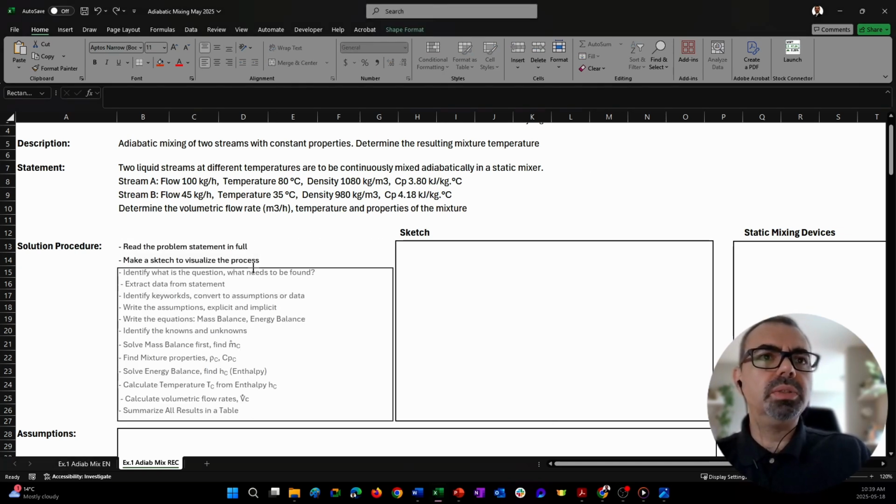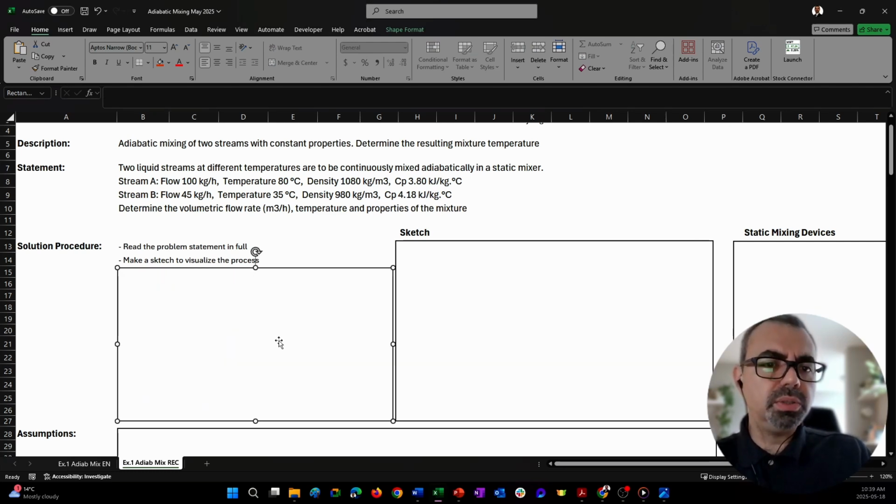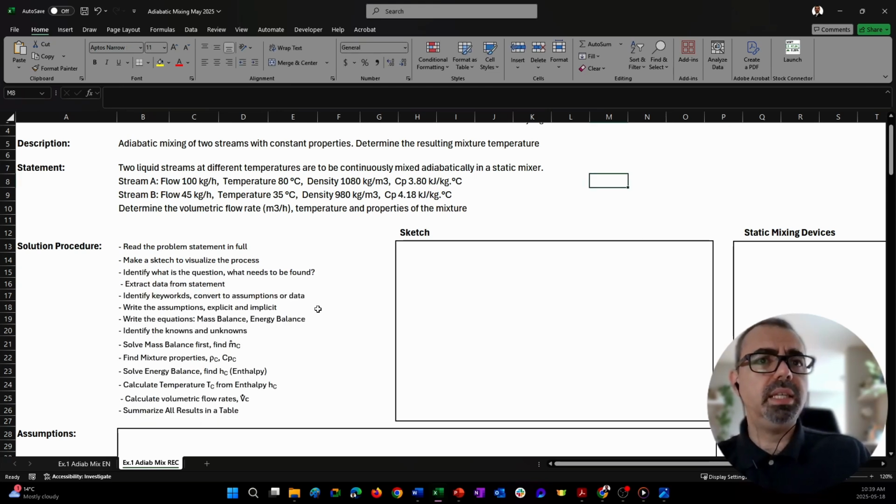First, we're going to read the problem statement in full. Next, we're going to make a sketch of the process to visualize it. From there, we're going to extract the key data from the statement, identify the keywords, and convert those into assumptions and data. Write the key assumptions, explicit and implicit. Write the equations, in this case, it's mass balance and energy balance only.